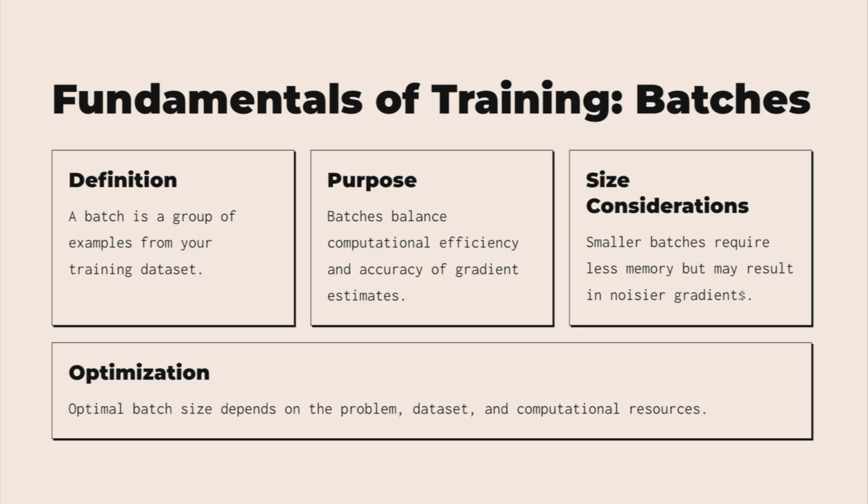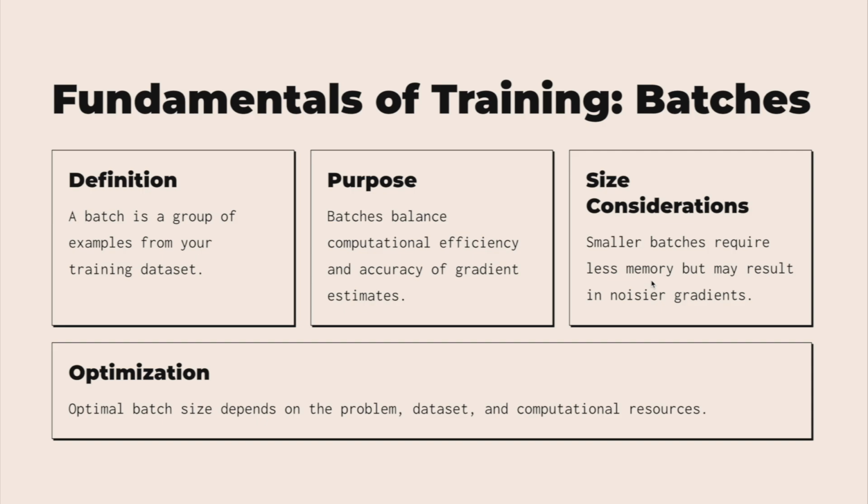So the smaller your batches, again, the less likely you are to be going towards the true gradient, which means it's noisier gradients, but it uses less memory because you don't have to hold as many examples in your brain as you are doing these processes. And I mean you as if you were an AI model that is training. So the optimal batch size depends on the problem, the data set, and the computational resources. Sometimes you need multiple batches because the model can't hold all of the data set at once.